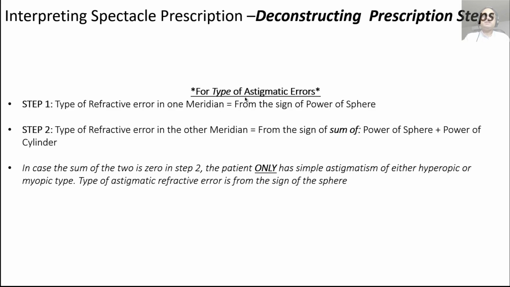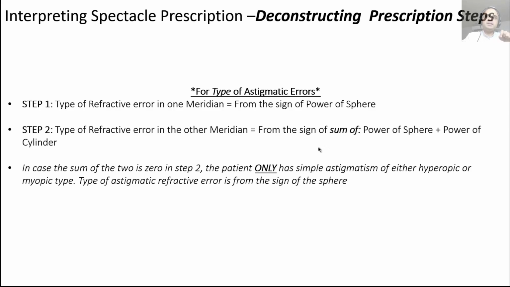So to determine the type of astigmatic error, what you do in step 1 is, for the type of refractive error in one meridian, look at the sign of the sphere, and that is the error in one meridian, any meridian. For the other meridian, in order to determine the type of refractive error, take the sign of the sum of power of sphere and power of cylinder. In the example that we did before, the power of sphere was +3, the power of cylinder is -1, so +3 minus 1 is +2. So the sign is plus again.